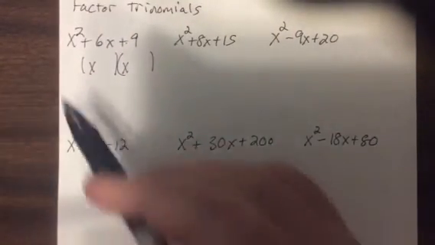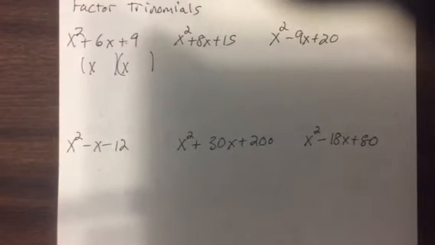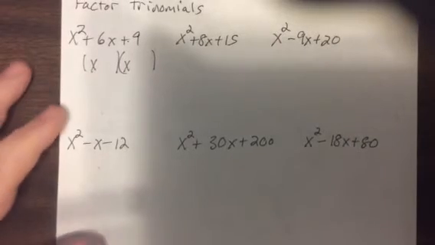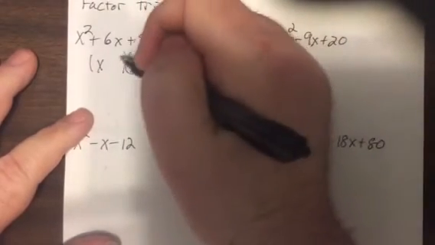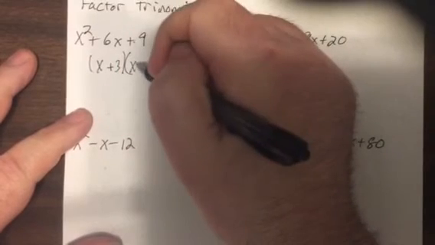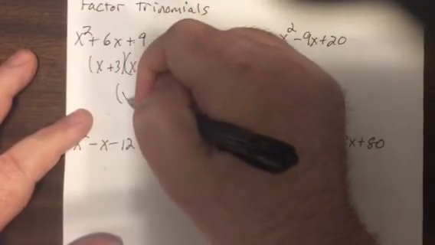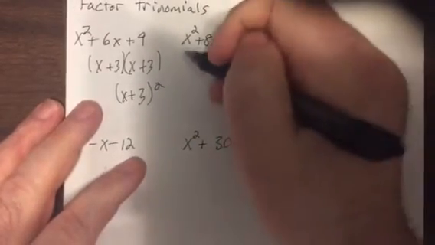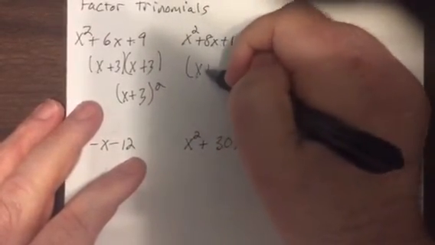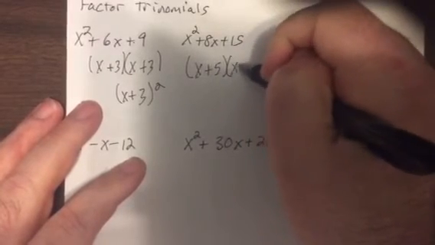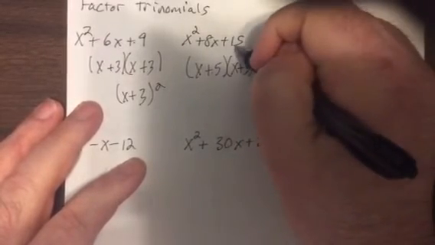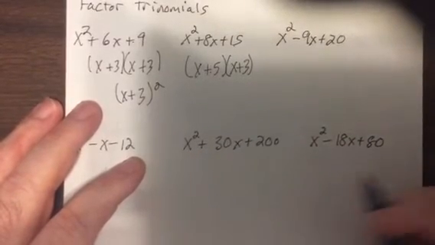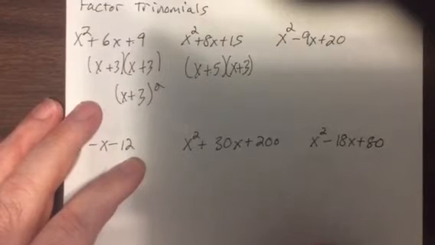Actually, of course, you froze this and did the problems, I'm sure. So, okay. So this would be x plus 3, which is x plus 3 squared. This would be x plus 5, x plus 3. 5 and 3 is 15. 5x and 3x is 8x. Interesting. I like it.